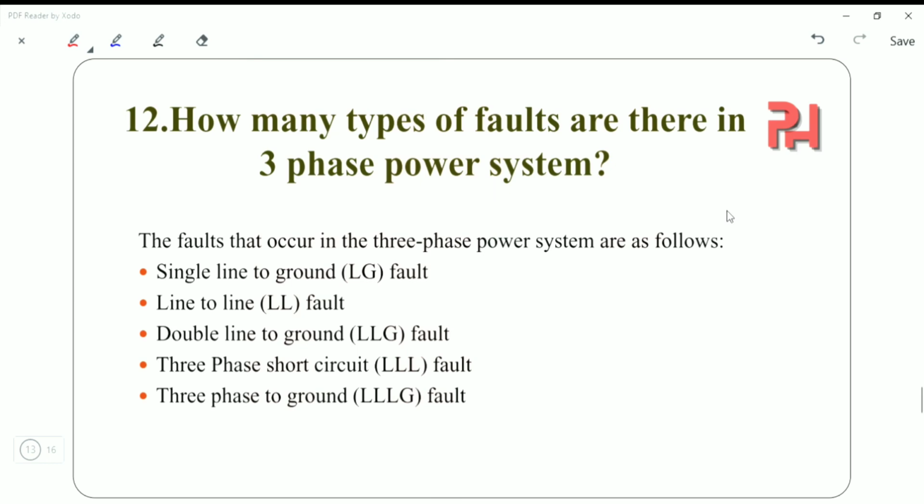Next question is, how many types of faults are there in a three-phase power system? Single line to ground fault, line to line fault, double line to ground fault. These three faults come under unsymmetrical faults, also known as asymmetrical faults. The remaining two faults, that is three-phase short circuit fault and three-phase to ground fault, come under symmetrical faults. There may also be a question asked in power system like, what is the common type of fault which will occur in power system? When this question is asked, you have to answer it as single line to ground fault is the common type of fault. Just remember this.